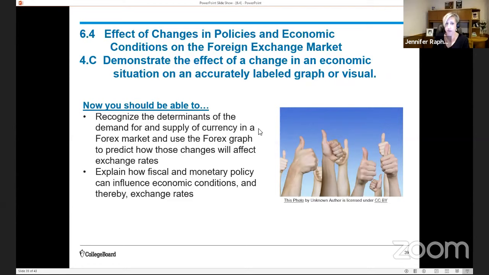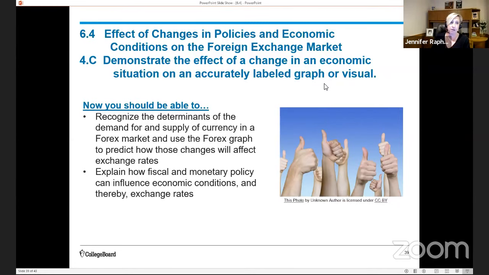Recognize the determinants of the demand for and supply of a currency, and you should be able to use a Forex market to show how changes in the demand and supply would affect exchange rates, and then explain how fiscal and monetary policy would influence the economic conditions that influence ultimately exchange rates. So that is good timing.